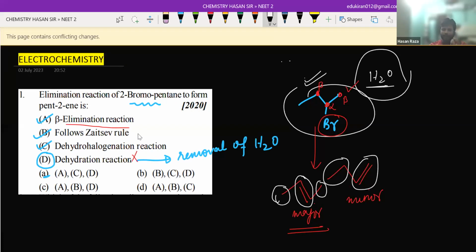So here it follows the Zaitsev rule, beta elimination and dehydrohalogenation. You can see from the term, the de- means removal of hydro for hydrogen and halogenation for halogens like fluorine, chlorine, bromine. So we just remove Br and hydrogen. So it is also called dehydrohalogenation, and hence the answer will be D, not A. Is that clear? Yes.